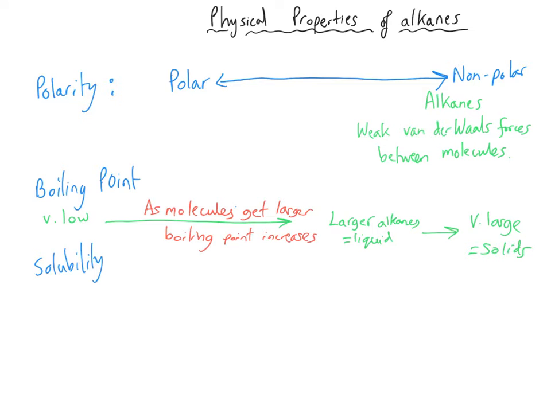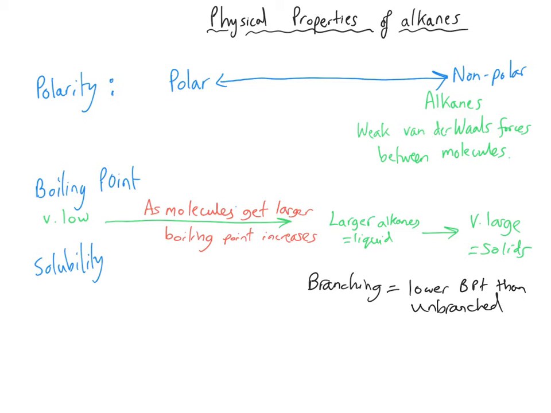And before we move on to the final property, just a little reminder that as you get branching in alkanes, we end up with a lower boiling point than we would expect for unbranched. And this is because the intermolecular forces are weaker because the surface area of contact isn't so good, and so the van der Waals forces are not so effective.